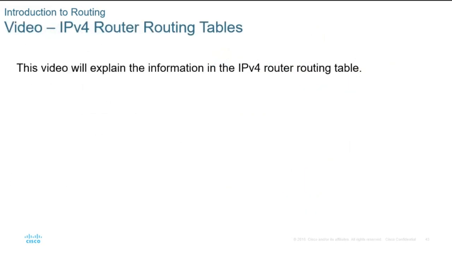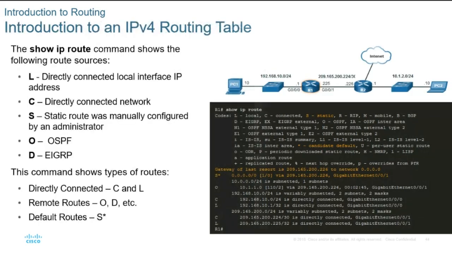So again, there is a video here about the IPv4 router routing tables. What is in the routing table? The show ip route command shows the following route sources. When you enter this in privilege mode, do you still remember the user mode and privilege mode? In the privilege mode, there is the show ip route. So the show command is in privilege mode.